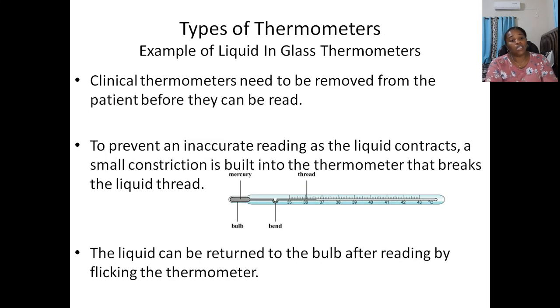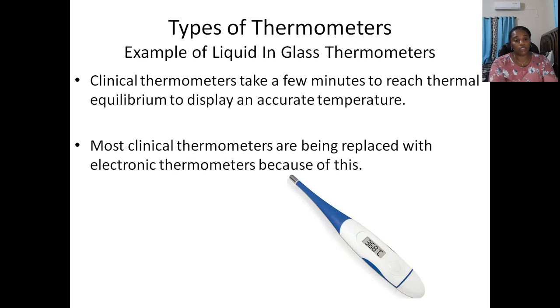Clinical thermometers need to be removed from the patient before they can be read. To prevent an inaccurate reading as the liquid contracts, a small constriction is built into the thermometer that breaks the liquid thread, which is right here. The liquid can be returned to the bulb after reading by flicking the thermometer. That's where you see nurses and doctors and all those medical staff, when they take your temperature, they flick it if they're using these old type thermometers.